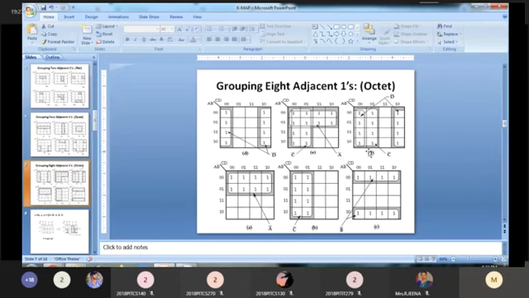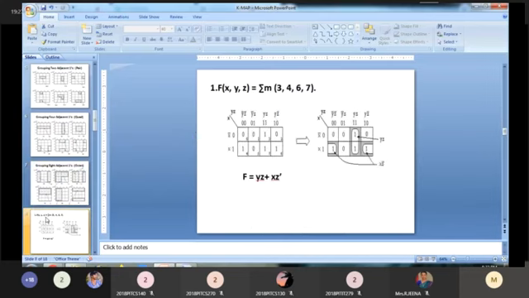Okay, I hope you understand. Like this you have to write the expressions. Next week we go with problems. This is the basic concepts: how to draw the K-map, how to assign the values in the K-map, then how to group the K-map, how to write the expressions. Next we see the problems.